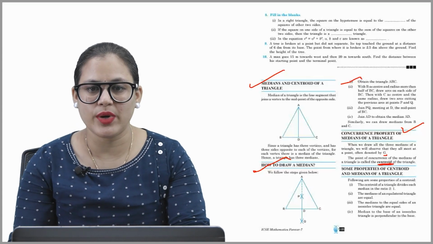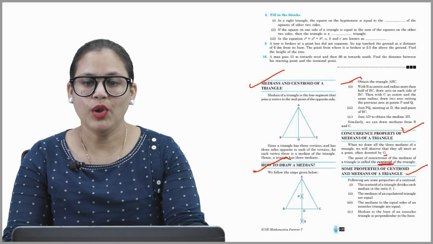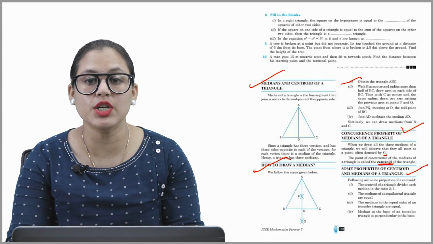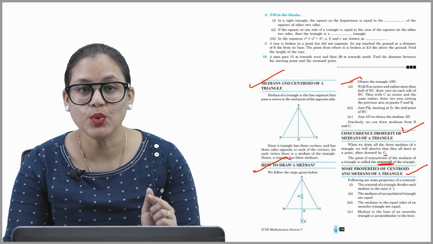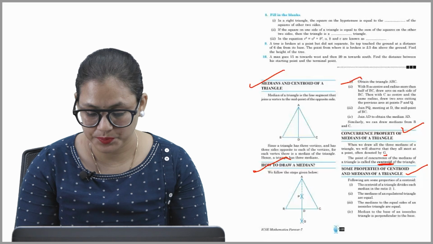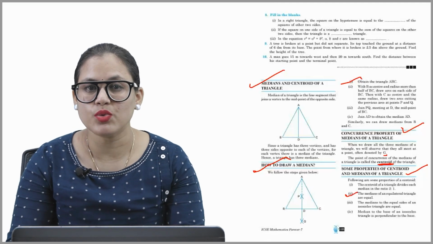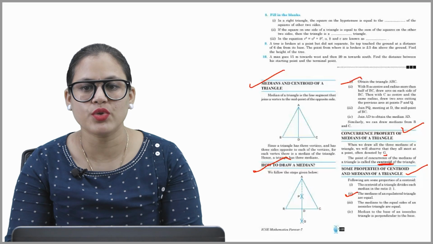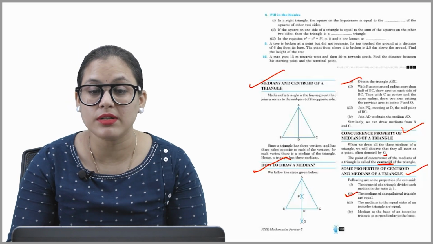Some properties of the centroid and medians of a triangle. Following are some properties of a centroid. Number 1, the centroid of a triangle divides each median in the ratio 2:1. 2, the medians of an equilateral triangle are equal. Remember that. 3, the medians to the equal sides of an isosceles triangle are equal. Number 4, the median to the base of an isosceles triangle is perpendicular to the base.